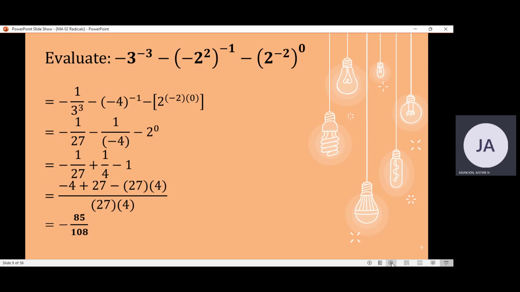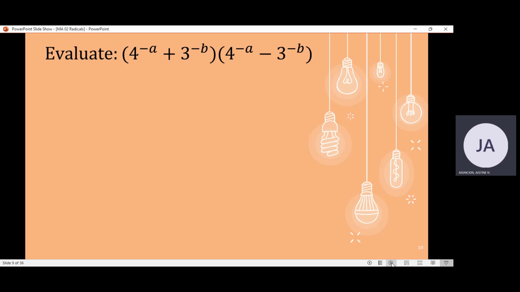Okay, so as you can see here, all we need to consider is the laws of exponents, specifically the 0 exponent and the negative exponent. Another example: the quantity 4 raised to negative a plus 3 raised to negative b times the quantity of 4 raised to negative a minus 3 raised to negative b. Okay, so as you observe here, we can use the FOIL method or we can use the distributive property. But also observing this, we can say that this is a special product, which is the difference of two squares. Right? This is a difference of two squares.